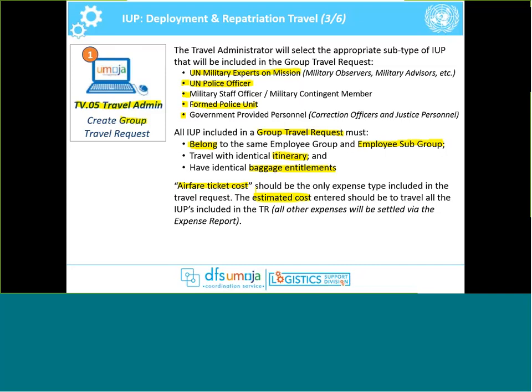So when you are providing the estimated cost, you have to indicate the cost to travel the entire group, to travel all the IUPs. We will see later on in the system. So if you are traveling 10 travelers, the cost should be the total amount to cover the expenses of all travelers.